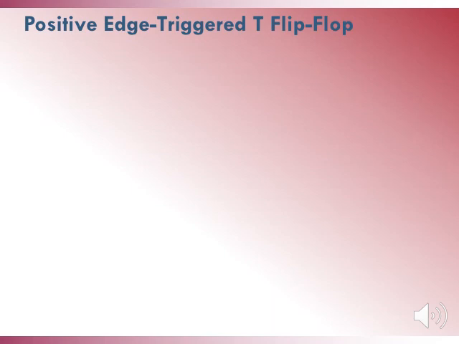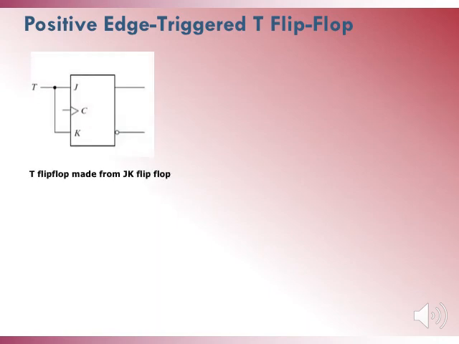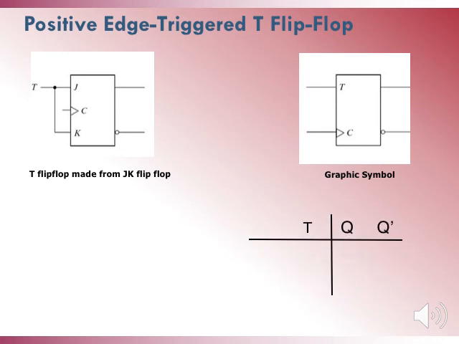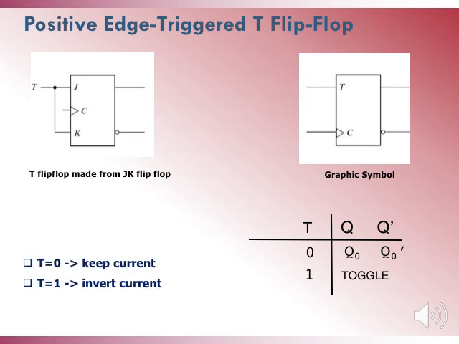The next type of flip-flop is a positive edge-triggered T flip-flop, which is made from a JK flip-flop by shorting both the inputs and labeling it as T. On the right hand side, we see the graphic symbol for the same T flip-flop. Considering its functionality, when T equals 0, we see that the output retains its previous value. Similarly, when T equals 1, the output toggles or inverts. So, we can summarize: with T equals 0, keep the current output as it is, and when T equals 1, invert the current output.